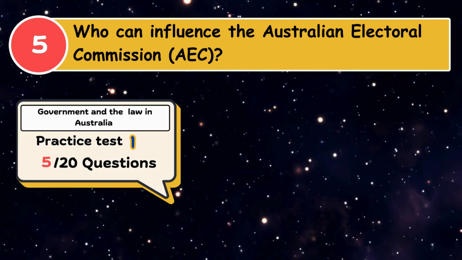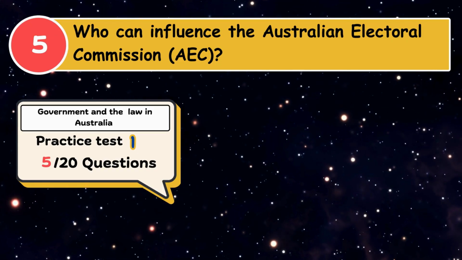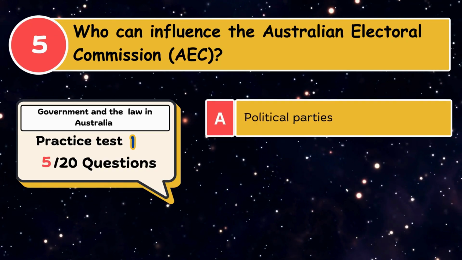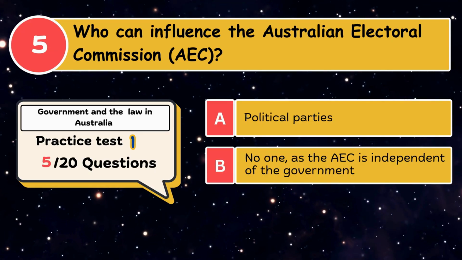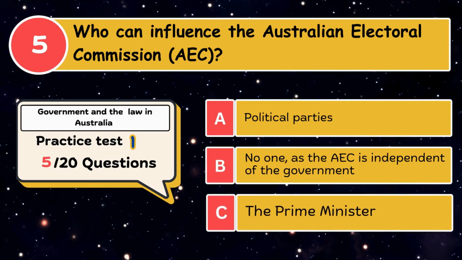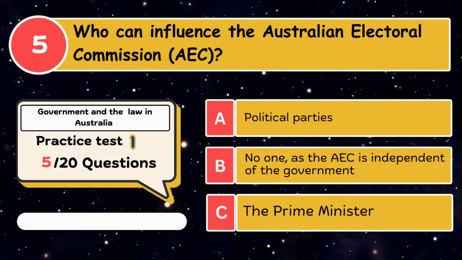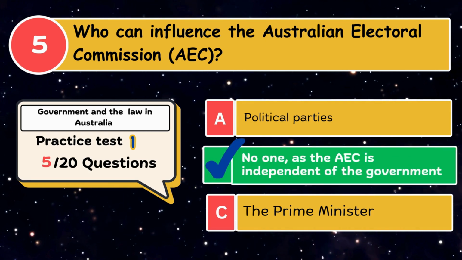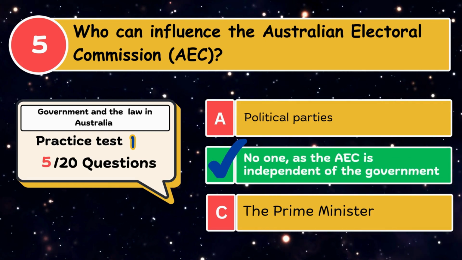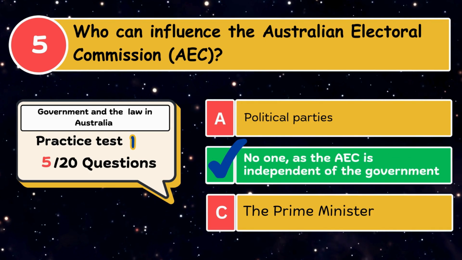Who can influence the Australian Electoral Commission, AEC? A. Political parties. B. No one, as the AEC is independent of the government. C. The Prime Minister. The correct answer is no one, as the AEC is independent of the government.